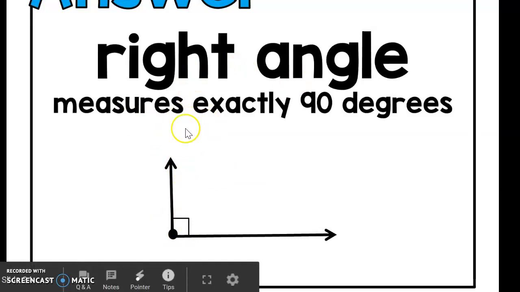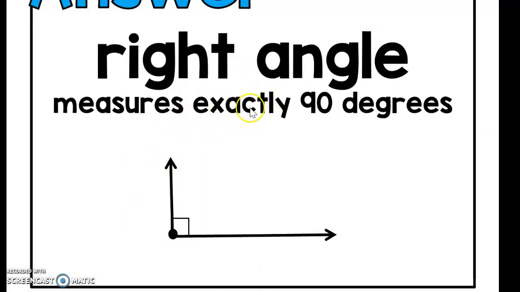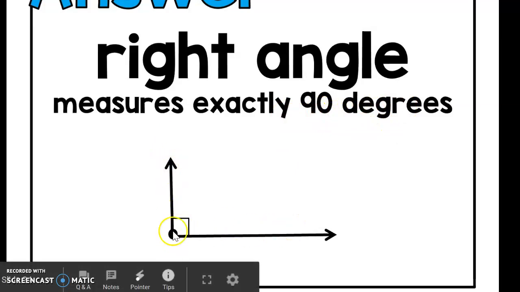You have a special tool that you use to measure it. We don't use that in 3rd grade, but we use that in 4th grade. And it's going to say 90 degrees. So we can talk more about that in 4th grade. But right now you need to know that when you see a perfect corner, that's a right angle.